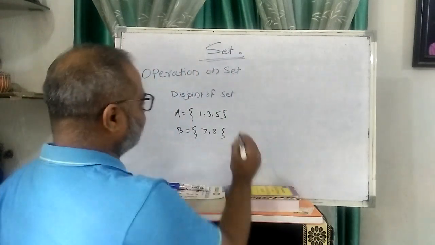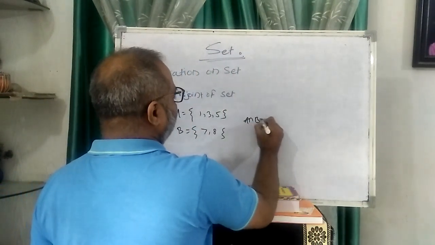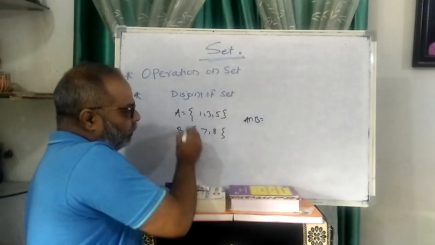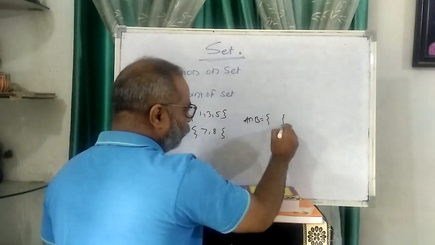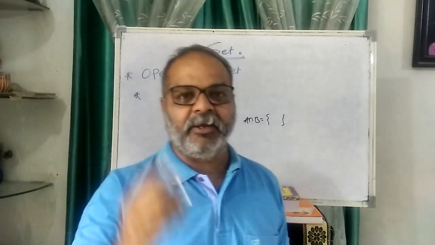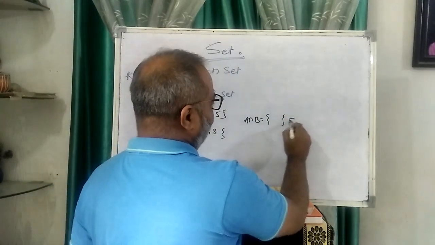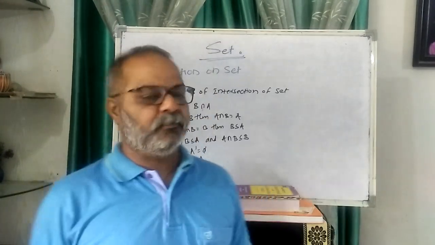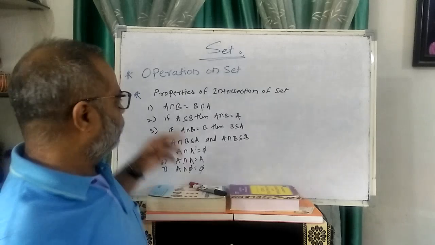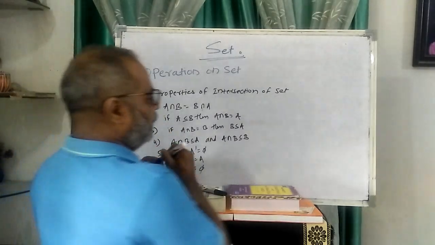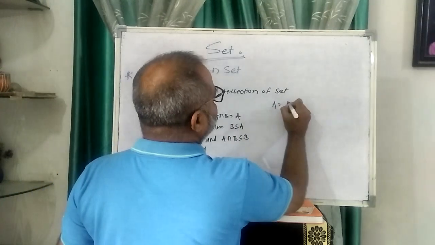Let's find A intersection B for the disjoint sets. Is there any common element? No. So no common element means the intersection of disjoint sets is always the empty set, which is denoted by phi. There are some properties of intersection of sets. I will write all the properties and explain them one by one with the given example.